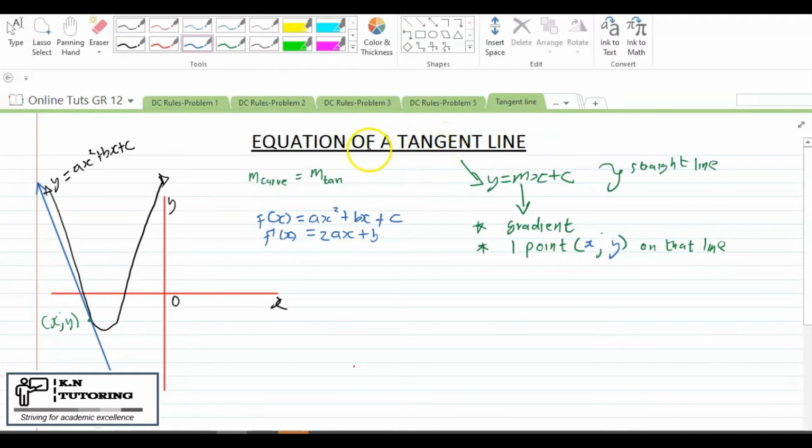To explain all of this, I'm going to do three problems so that you can see how to go about solving this equation of a tangent line.